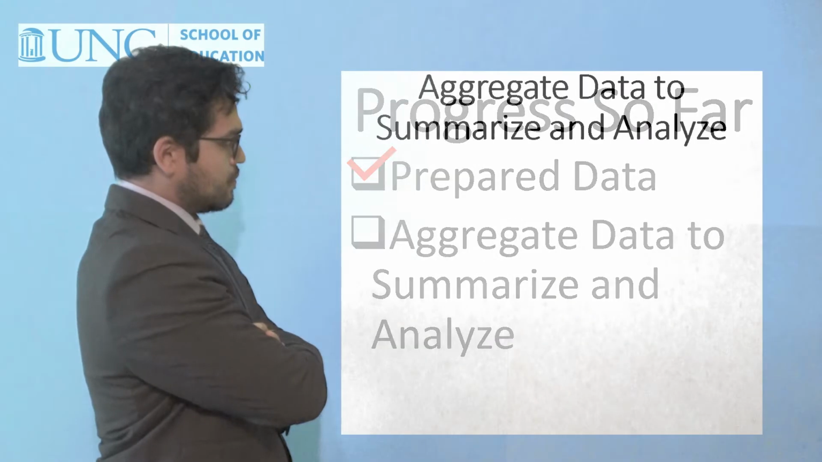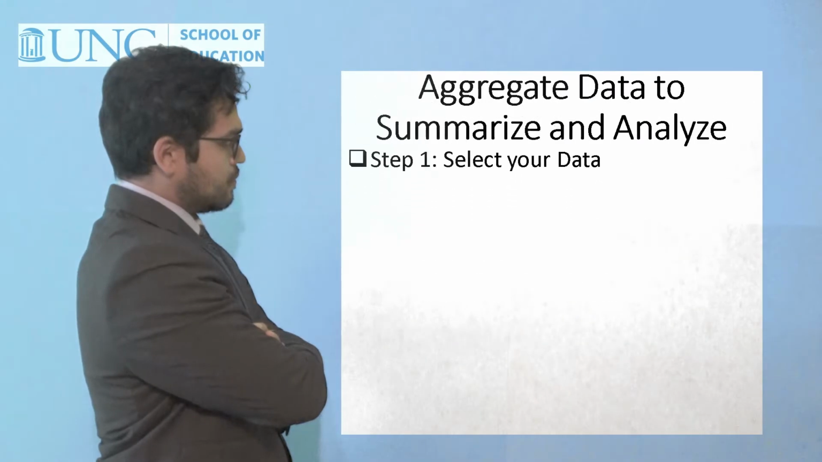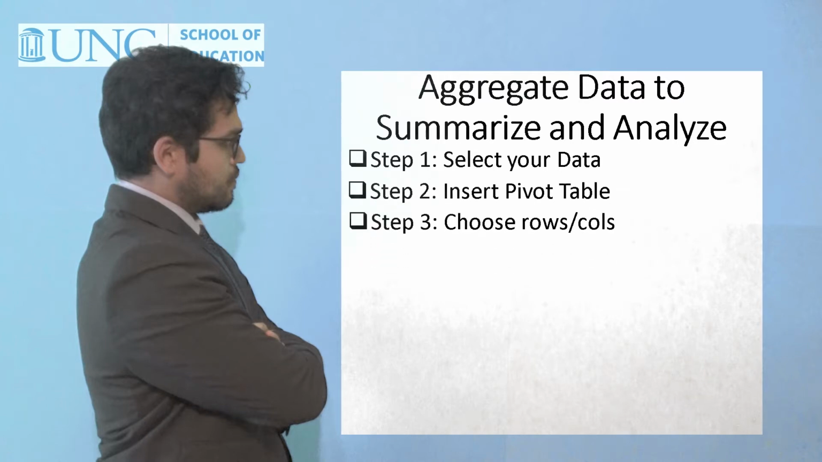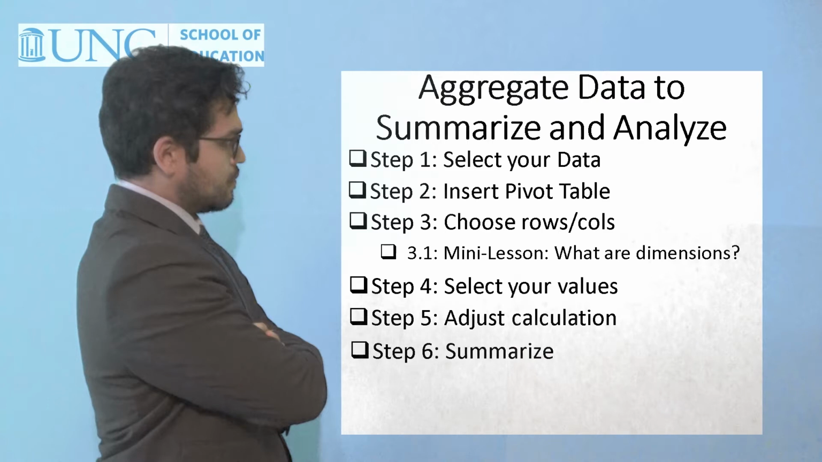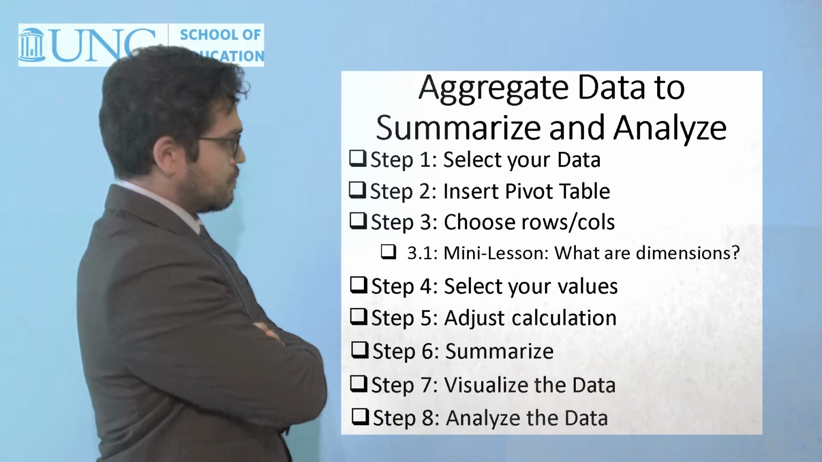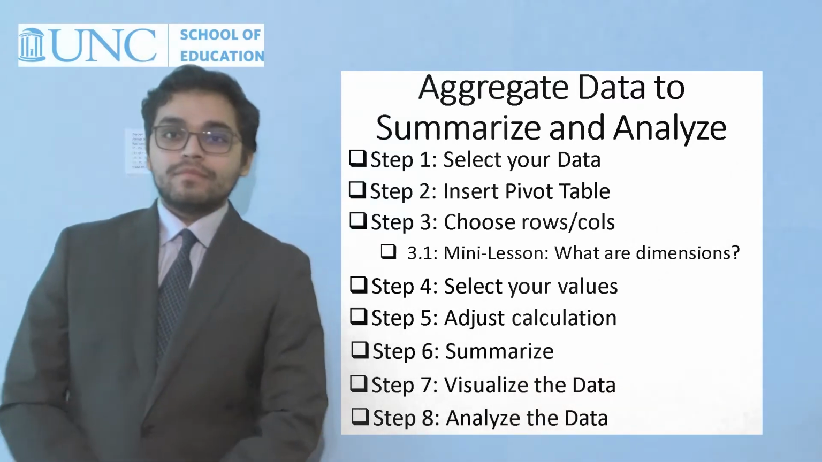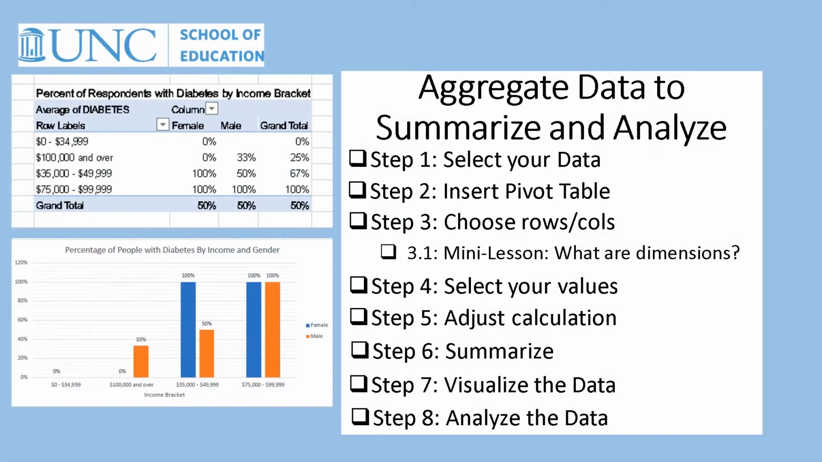To aggregate our data, to summarize and analyze it, we have to select our data, then we have to insert a pivot table, then we have to choose our rows and columns, and we'll go over a little mini lesson on that. Then we have to select our values, then adjust our calculations, summarize our information, visualize that data, and then finally analyze it. It'll give us the ability to make charts like these that we can then analyze so that we can derive effective insights. All right, let's jump in.